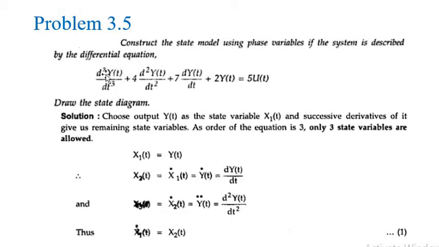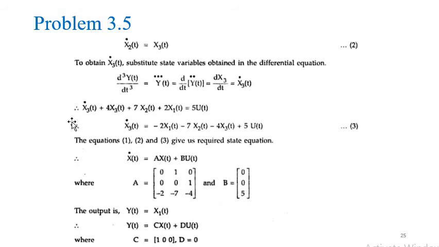So here the first term can be substituted by x3 dot plus 4 into x3 plus 7 into dy by dt, which is substituted as x2. So here the third term will be 7x2 and y of t will be substituted as x1. So the last term will be 2x1. Now this will be the input. So you'll be getting the equation as x3 dot plus 4x3 plus 7x2 plus 2x1 is equal to 5u of t.